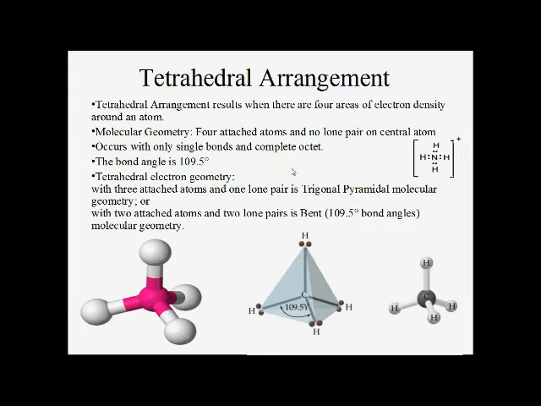The bond angle of this structure is going to be 109.5 degrees. If we have an octet-obeying structure, that means we're going to have 4 single bonds and no lone pairs on that central atom.